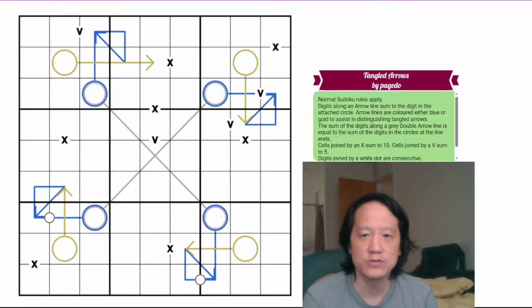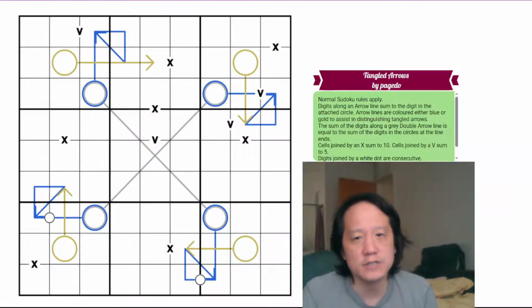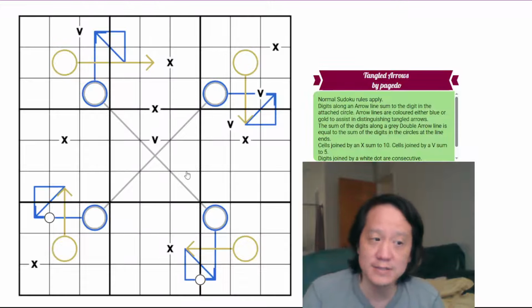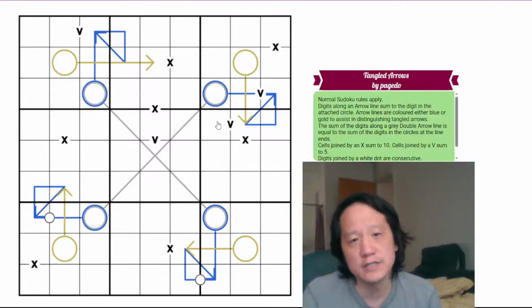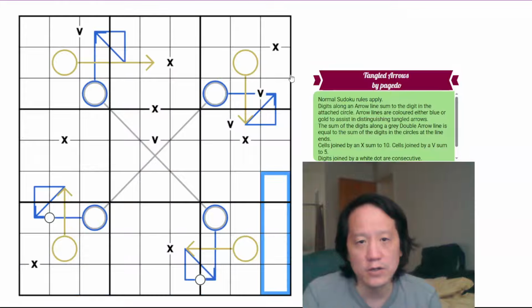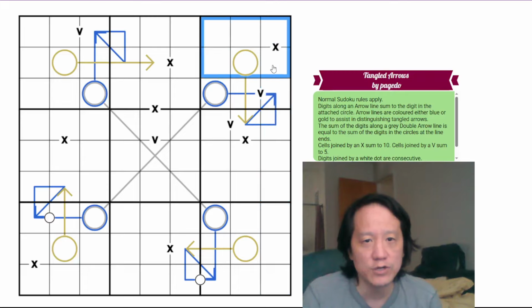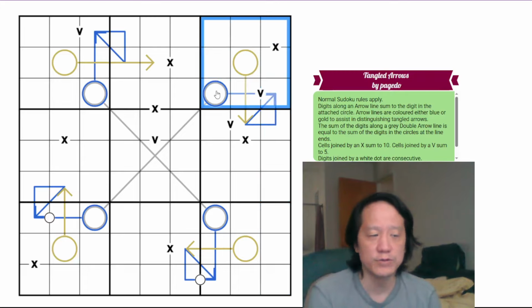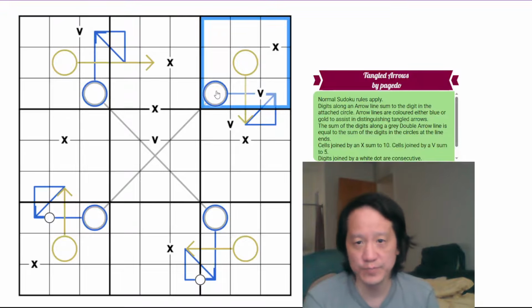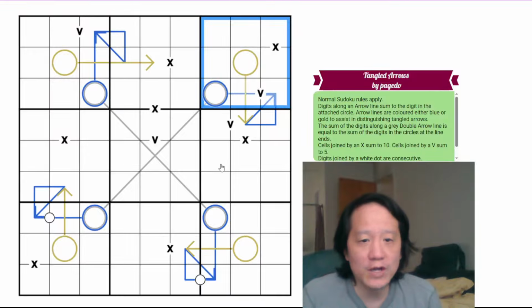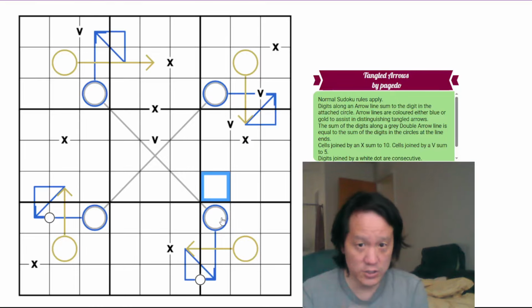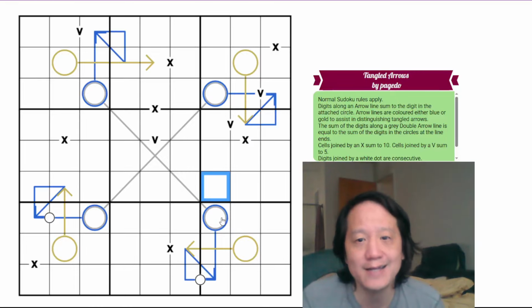Normal Sudoku rules apply, which means in every cell in the grid, place a single digit from 1 through 9 such that every row, column, and designated 9-cell region contains the digits 1 through 9 exactly once each. Digits along an arrow line sum to the digit in the attached circles. Arrow lines are colored either blue or gold to assist in distinguishing tangled arrows.